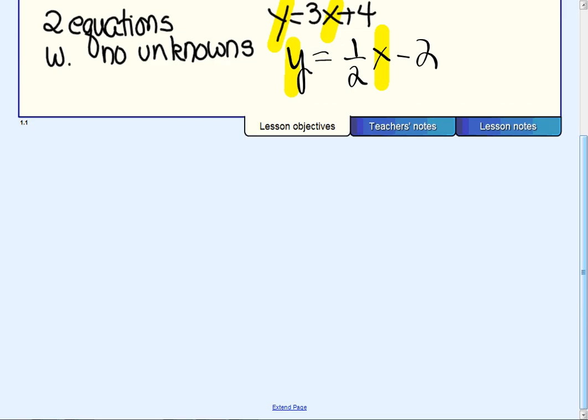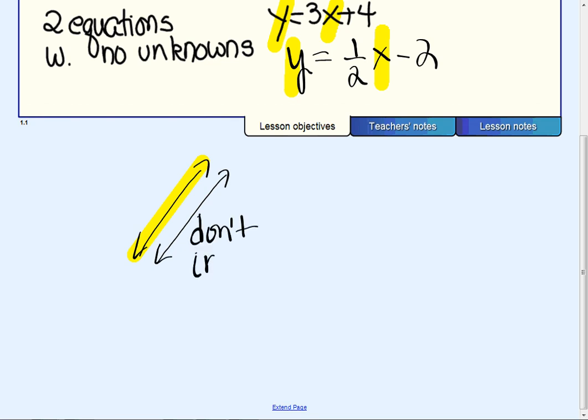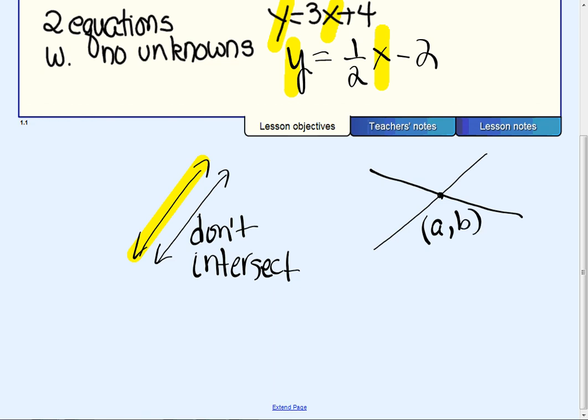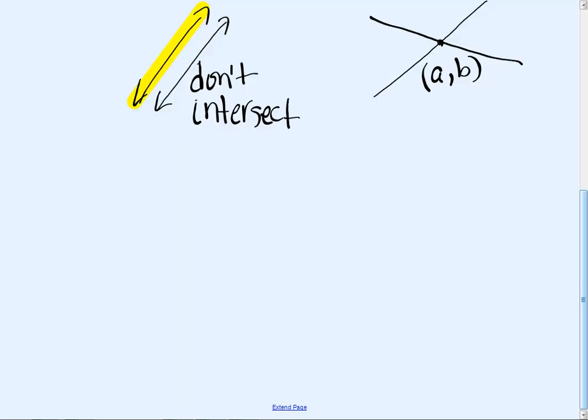Now what we're going to do, what could lines do? Okay, lines could be parallel. Lines could be parallel, which means they don't intersect. Like railroad tracks. What else could lines do? They could intersect. Where they intersect, that's an ordered pair. So call it A comma B if you want. And that point, when I put it back into my equations, makes the sentence true. Because you remember, that's what solutions are. They are points that make the sentence true. I want both sentences true.